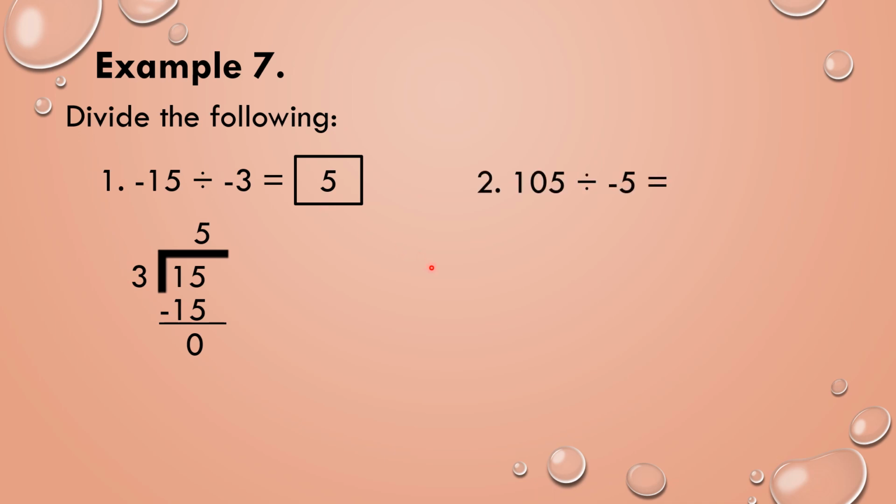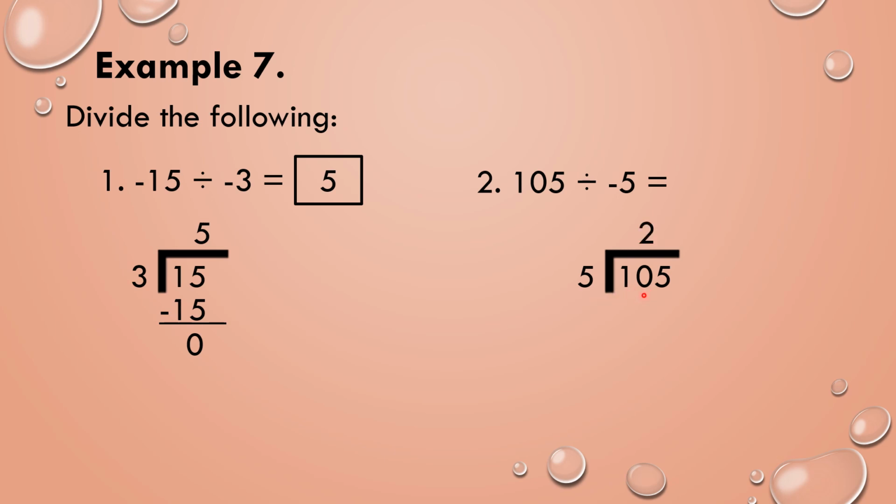Let us now proceed with example number 2. 105 divided by negative 5. Kung mapapansin nyo, ang 105 dito ay positive at ang 5 ay negative. So let us divide. 105 divided by 5. Ilang 5 meron sa 105. Pero kung masyadong malaki ang number, pwede nating hatiin sa dalawa or sa tatlo ang numbers. So, since ang 5 ay hindi kayang i-divide sa 1, so doon tayo sa 10. 10 divided by 5.